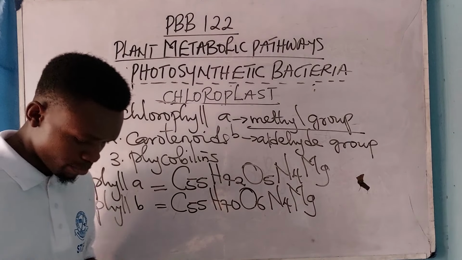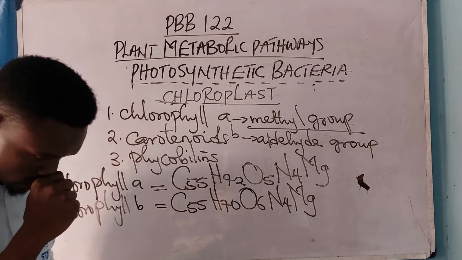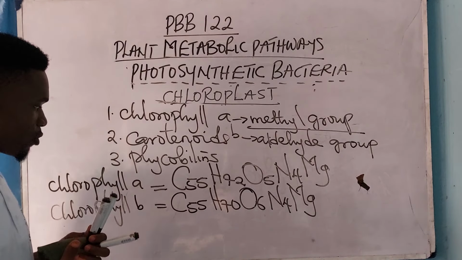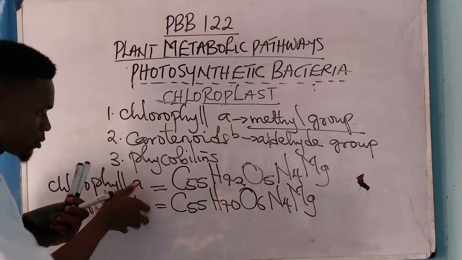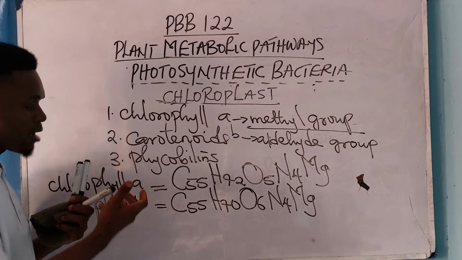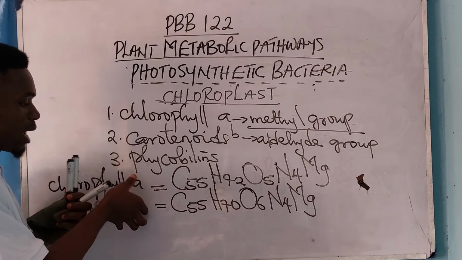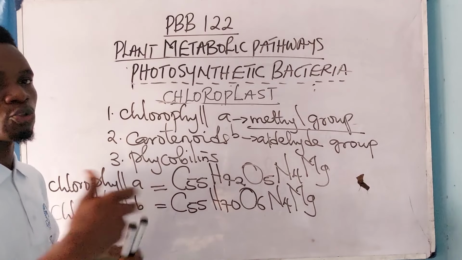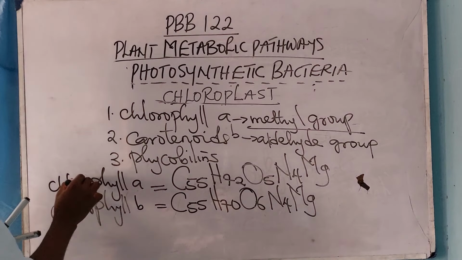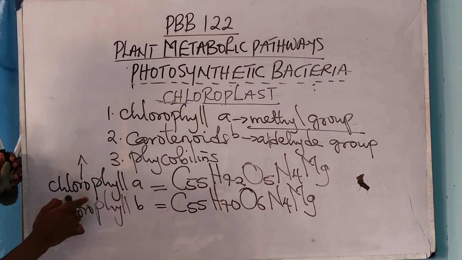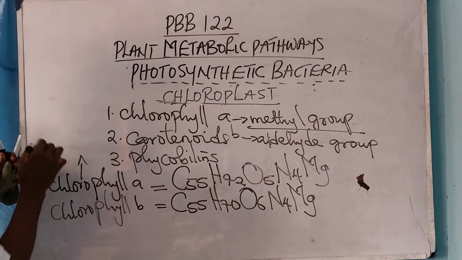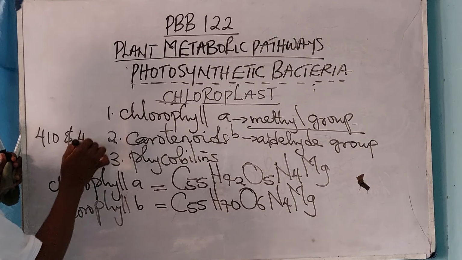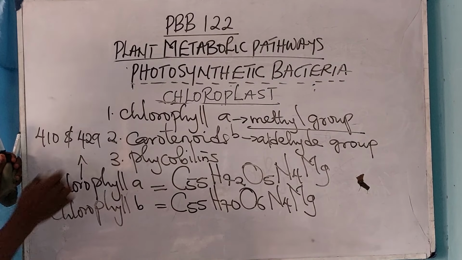Please listen to this. Chlorophyll A and B have their own absorption spectrum. That is the quantity of light they are able to absorb. Take note of that. Chlorophyll A has absorption spectrum of 410 and 429 nanometers.